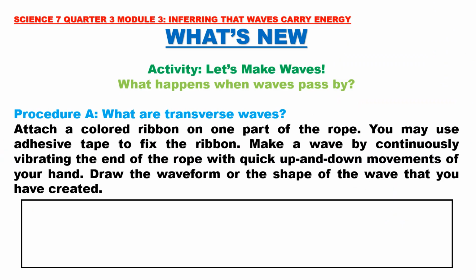Next, attach a colored ribbon on one part of the rope. You may use adhesive tape to fix the ribbon. Make a wave by continuously vibrating the end of the rope with quick up and down movements of your hand. Draw the waveform or the shape of the wave that you have created.